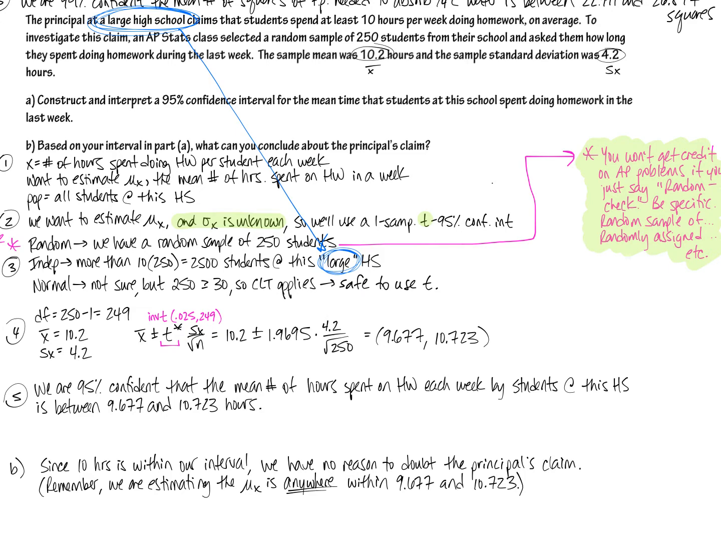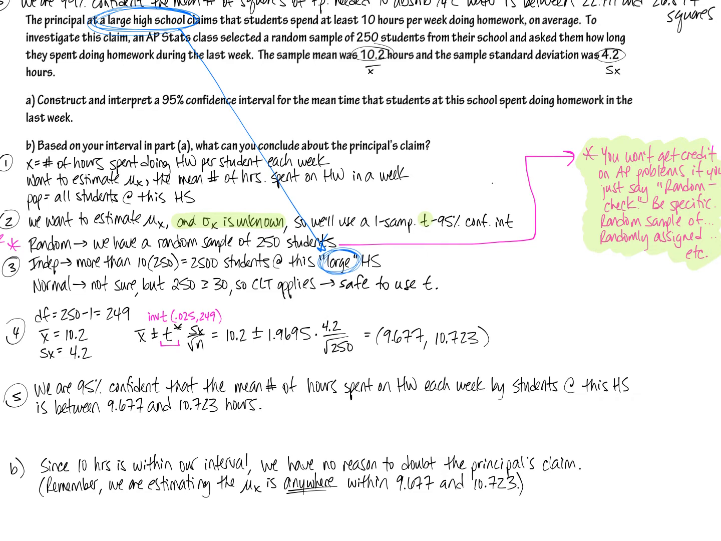It would not be a good thing to just write x equals number of hours. You have to be a little bit more specific than that. Number of hours of what? In this case, it's important to note this is each week for homework, not each day or each month or each weekend. So be as specific as you can. Be careful when you're defining your stuff.